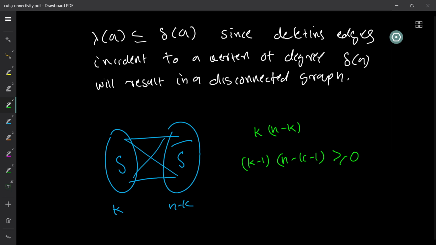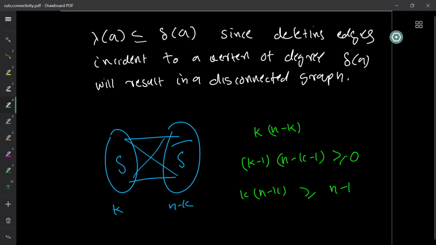And why is that? Well, you can think about it. (k minus 1)(n minus k minus 1) is greater than or equal to 0, and from this you will see that k into n minus k is greater than or equal to n minus 1. We started with a graph which is not complete, because for complete graphs we said that this is actually equal to n minus 1, and I asked you to prove that. And if the graph is not complete, then we have k into n minus k greater than or equal to n minus 1.